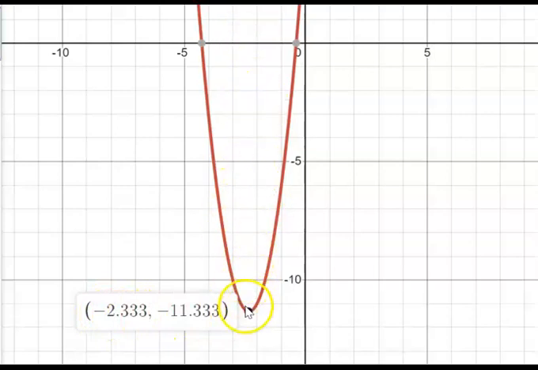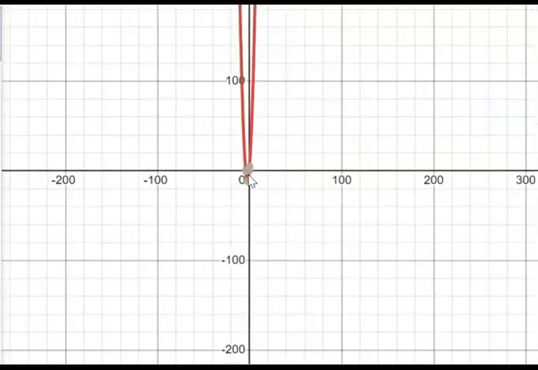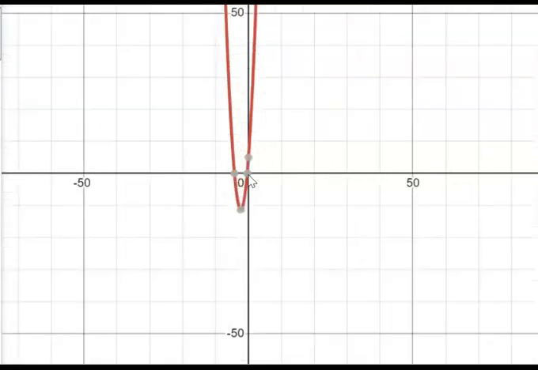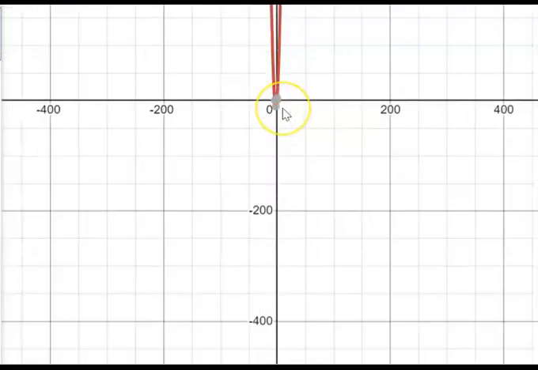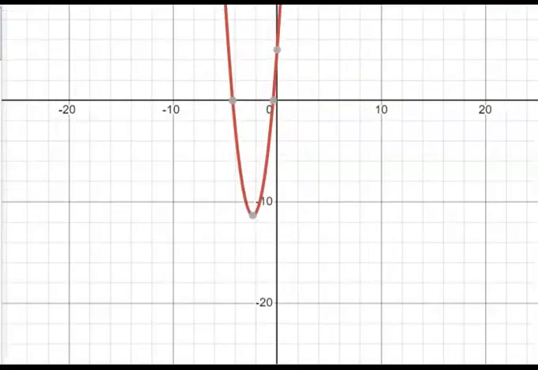Now some other stuff I want to mention about the graph: if I zoom out more and more, the graph doesn't stop going up. So it goes up forever, and it goes to the right and left forever too. We're going to talk about domain and range and that kind of stuff next. But that's just how you use Desmos to actually graph it. Now let's actually talk about all those features I mentioned earlier.